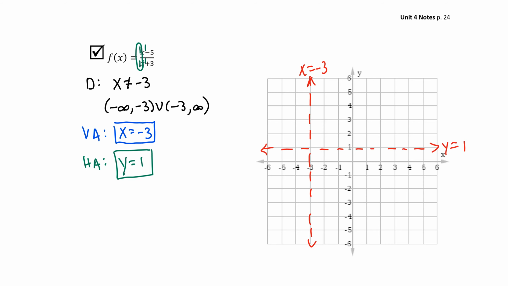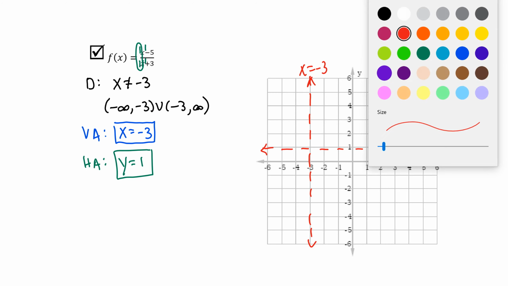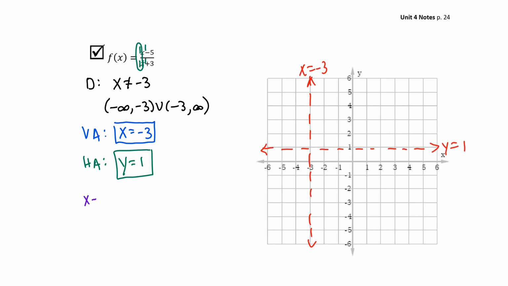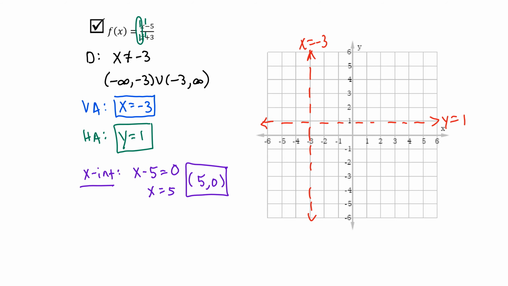And then we can proceed to x and y intercepts. Remember our shortcut. The x-intercept comes from the 0 of the numerator. In this case, it's 5. So officially, as an ordered pair, our x-intercept is located at (5, 0).